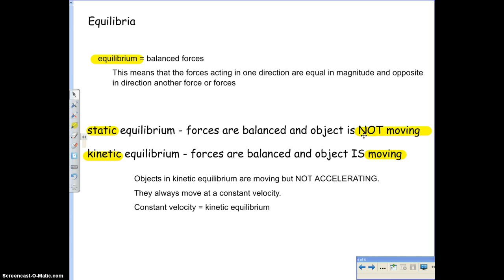You could have a 3 Newton force to the right and a 3 Newton force to the left, and then a 5 Newton force up and a 5 Newton force down. Those are not the same forces in every direction, but they are balanced in every direction.